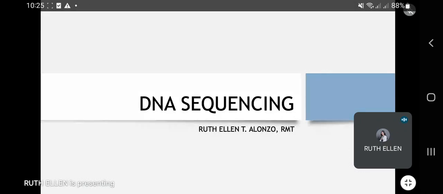Topic for today, no, is DNA sequencing. So this is the second to the last topic for midterms, no. So since pareho lang naman yung topic natin for both LEC and lab, isahan na lang yung discussion natin sa laboratory. But syempre, pagdating sa quiz sa lab, ang focus natin is more of the procedure. And pagdating sa lecture, more on the theoretical part. Okay?